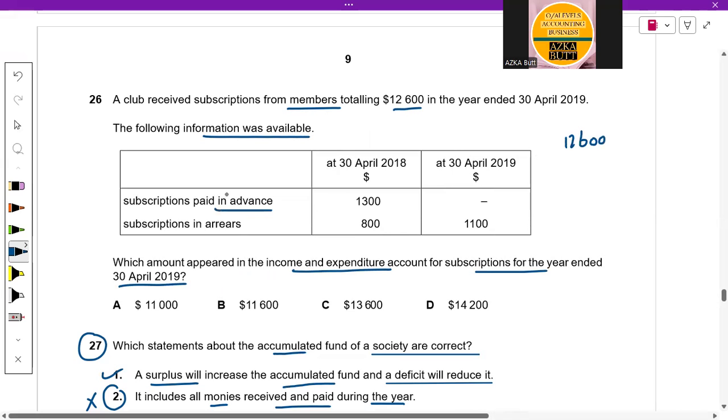So subscription paid in advance in 2018. It means that it was in advance, but now in 2019 it has been used. So that's why we will be adding this 1,300.